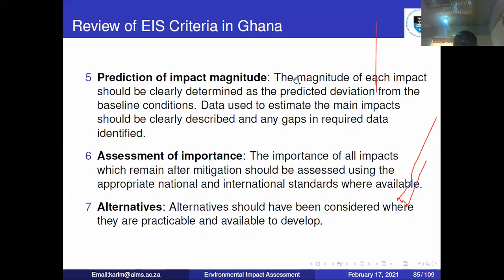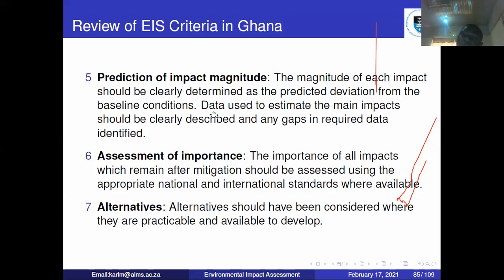Prediction of the impact. How do you predict the impact? How do you know that this is the likely impact if you start the project? Is it based on previous information, or is it based on data that you have used? The magnitude of each impact should be clearly determined as the predicted deviation from the baseline condition. So the impact will deviate from the baseline condition.